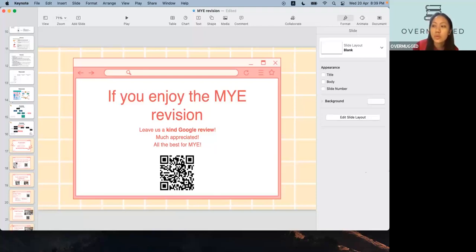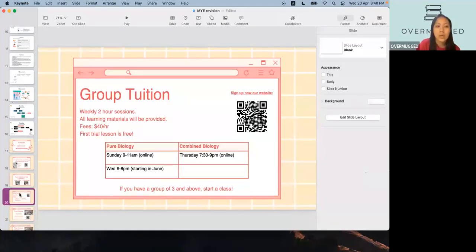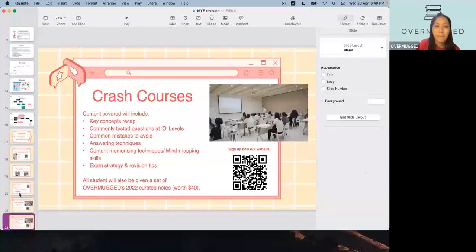What do we do after the crash course, after you go through the content? The crash course will be arranged such that we will recap the concepts and we'll try questions as well. And then we will also have explanation and exam-related techniques. So it's a combination of all. Not just about going through content, but that is definitely part of the crash course.